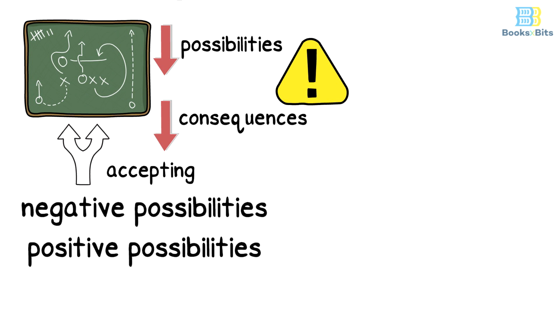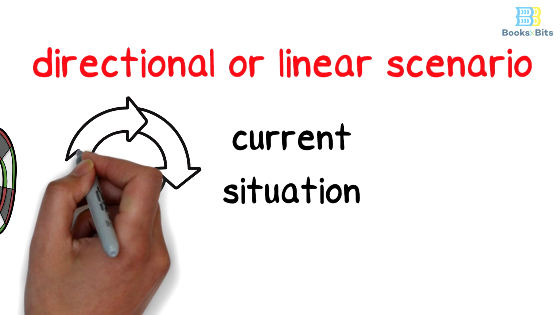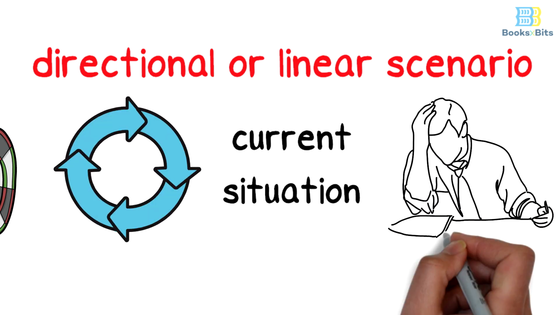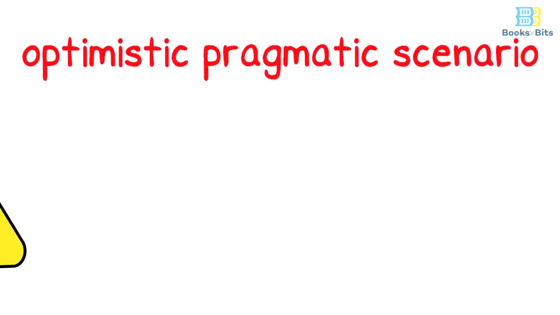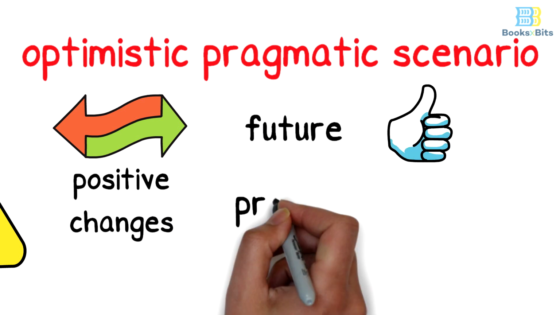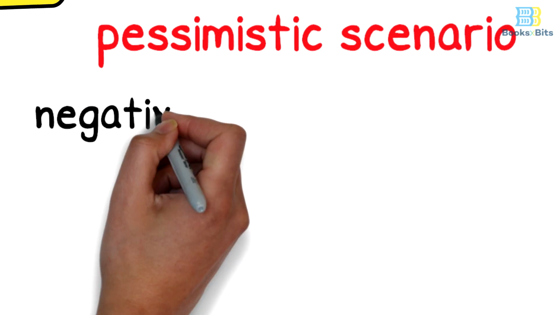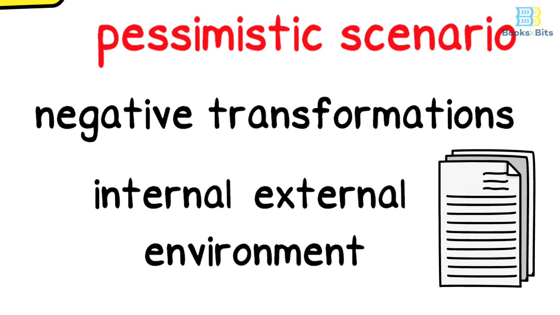When talking about this technique, there are 5 main types of scenarios. The first is the directional or linear scenario, which assumes that the current situation will continue as it is while examining and studying the topic. As for the second type, it's the optimistic pragmatic scenario that focuses on the occurrence of positive changes which make the future better than the present. And the pessimistic scenario is considered the third type, as it focuses on the occurrence of negative transformations in the internal and external environment of the topic of the study.